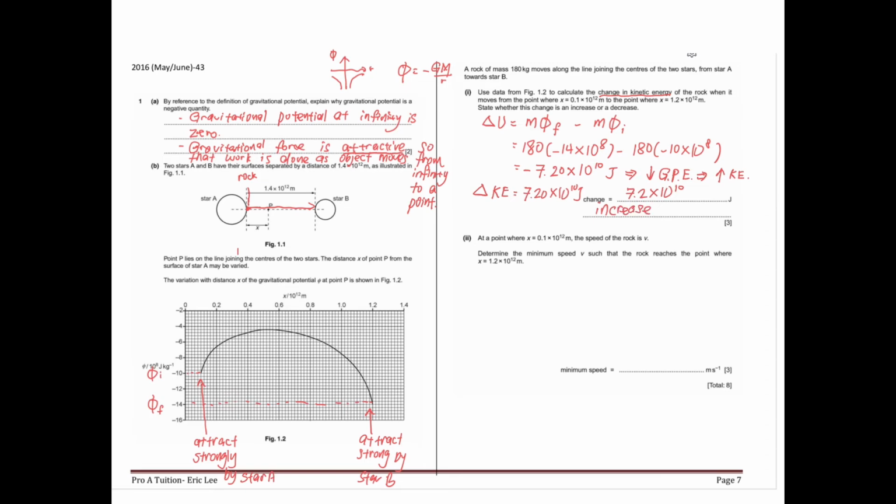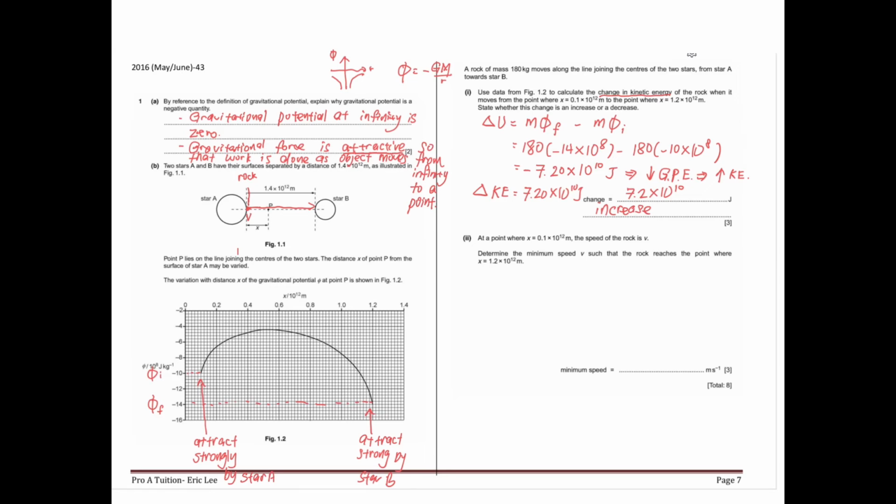Okay, so now let's move on. Roman part 2. Okay, let's look at the question first. Roman part 2. At a point where x equal to 0.1 times 10 to the power of 12 meter. Okay, where is this point? Always remember that this point means it's on the surface of star A at here. You look at figure 1.1, it is at here. The speed of the rock is v. Okay, the speed of the rock is v. That means this is the starting speed. The starting speed of the rock is v.